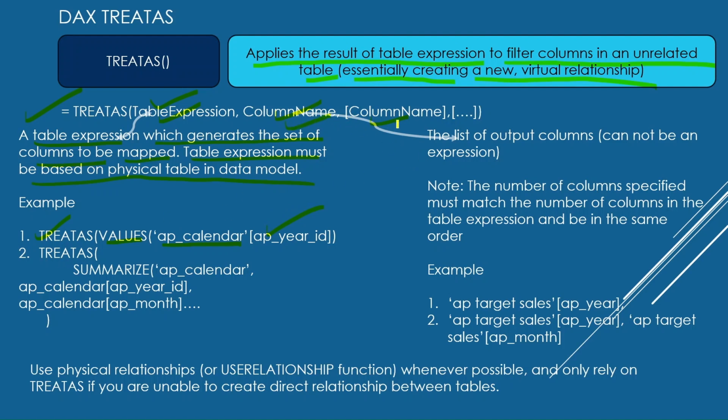Let's discuss this column name. The list of output columns cannot be an expression. So this column name must be a column name. It cannot be an expression. We need to note the number of columns specified must match the number of columns in the table expression and be in the same order. So this is very important, right? Whenever we are going to use this TREATAS function, the number of columns specified must match the number of columns in the table expression. Otherwise, it will give an error.